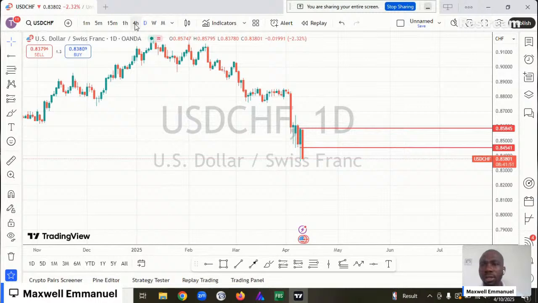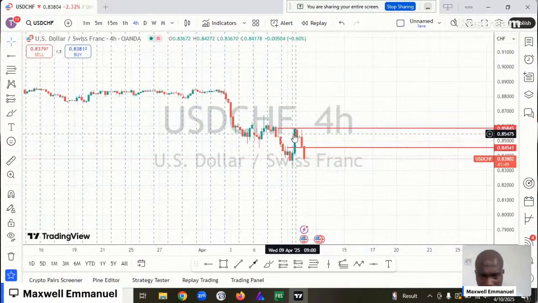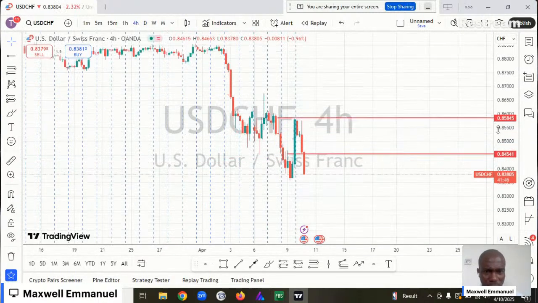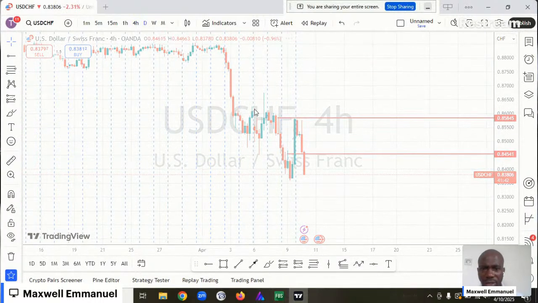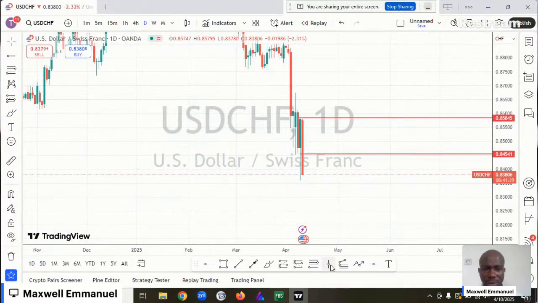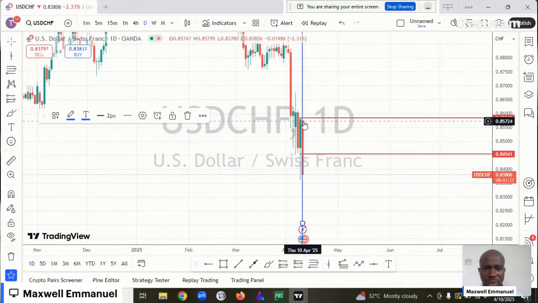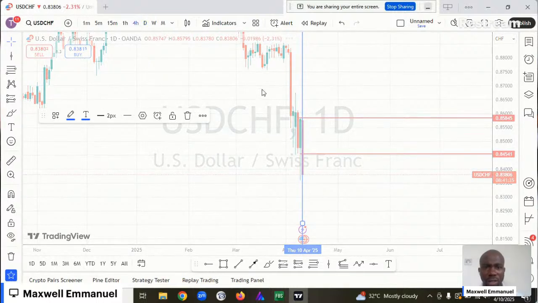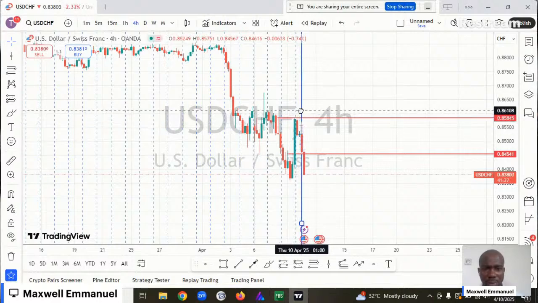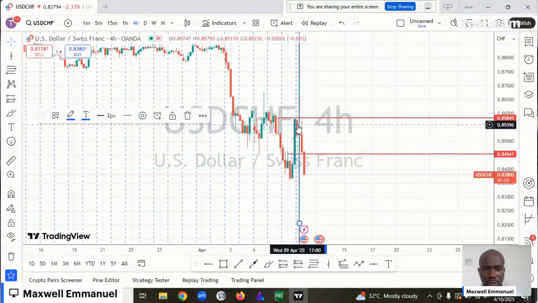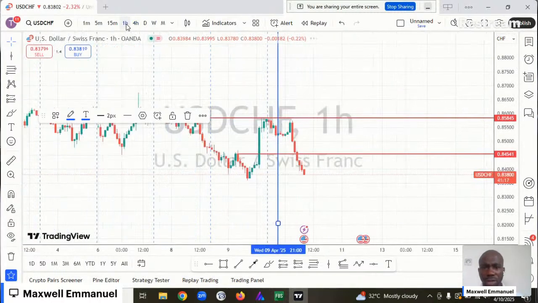So let's go down to the 4 hour. Let's see the best entry. So yesterday's candle closed. I think this was the last candle for yesterday's market. It closed strongly bearish. So on the 4 hour, this was the last candle for yesterday's market, closed strongly bearish. What I would have done here is go down to the 1 hour.